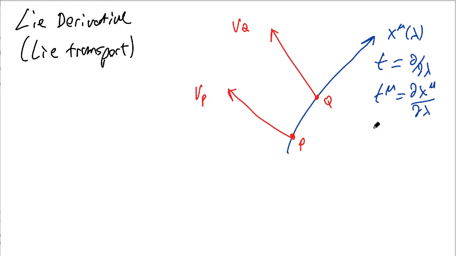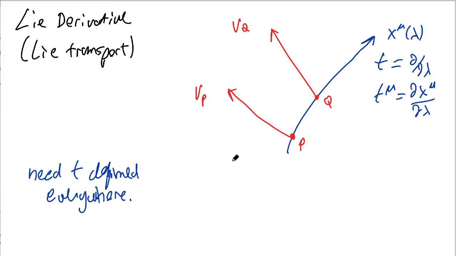Now in the case of the covariant derivative and parallel transport, we needed the metric to define the transport rule. For Lie transport, we don't need the metric, but we do need to have some more structure than what we have here. We need to assume that this vector field T is defined not only along this world line, but also in this entire region of space or space-time. So we need T defined everywhere, or at least in the neighborhood of this region.